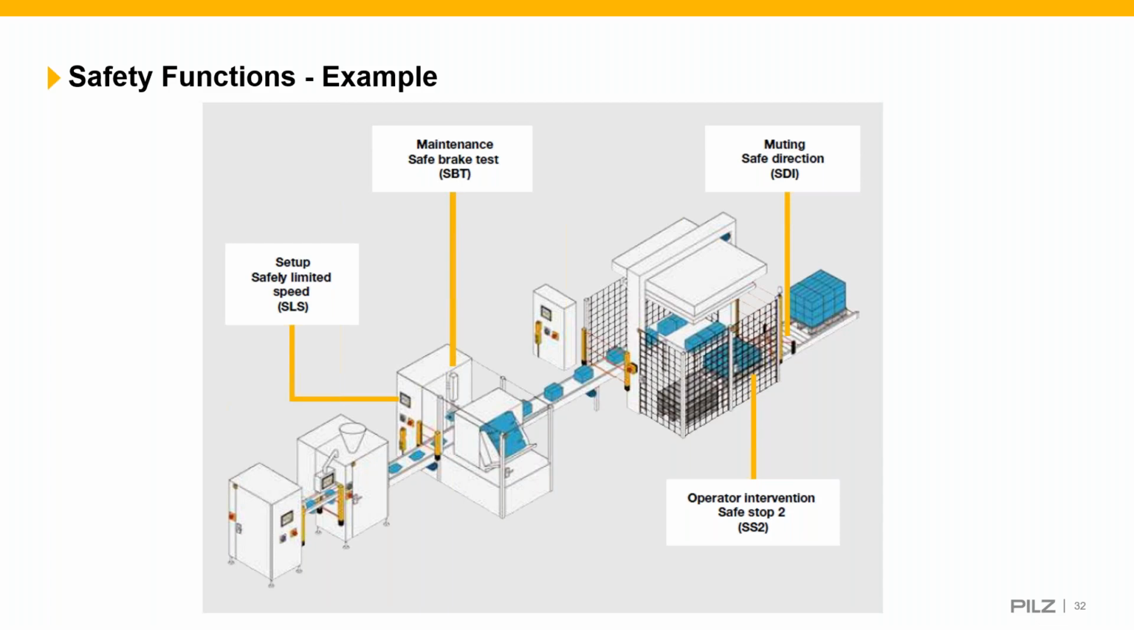We've got safe direction there being used for muting, just to ensure that everything is operating in the correct way. And then again, I would expect that you'd probably quite easily assess there that if it goes the wrong way, then you have potential collisions and potential trapping points and so on. And then we've got the operator intervention or safe stop 2. So this is where we ensure that everything has come to a standstill and is monitored before the operator accesses the hazardous area. Maybe unblocking a jam or adjustments or whatever may be required.